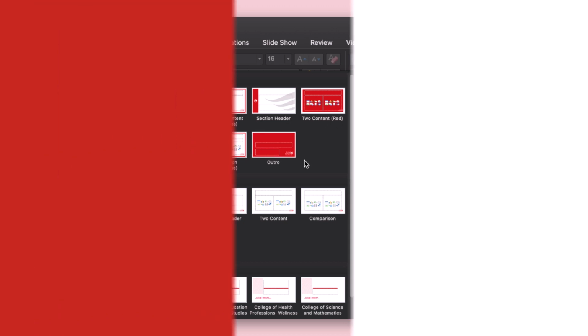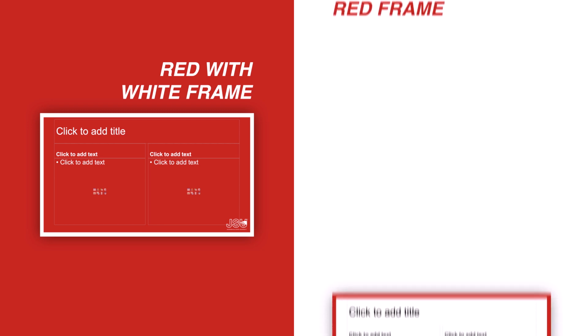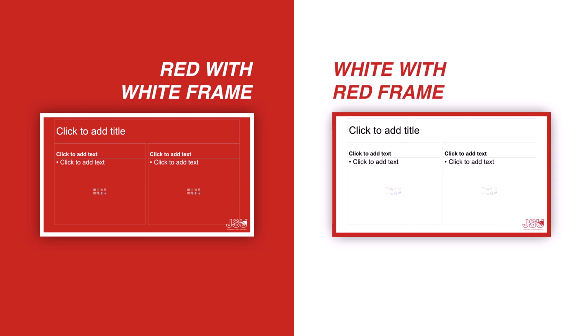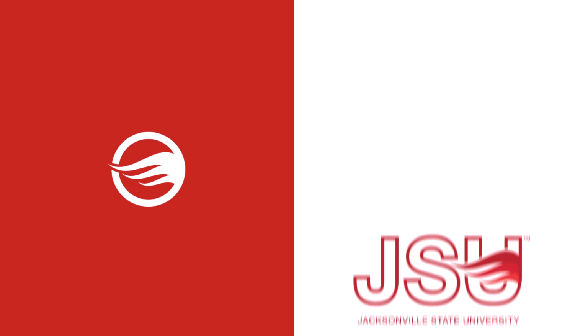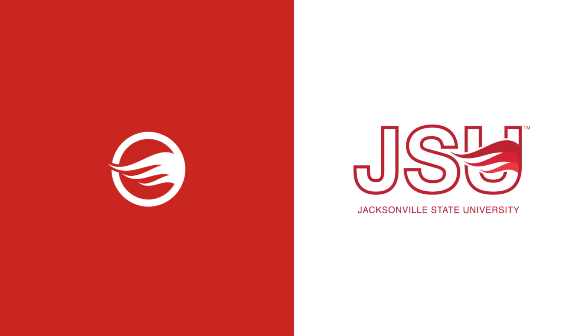There are different options of slides to choose from, such as a red background with a white frame or a white background with a red frame. All slides contain the standard JSU logo on the bottom right. However, there is a slide that contains JSU's end stop logo, as well as JSU's academic logo. Once again, these can be found on the New Slide drop-down arrow under JSU Default Template.